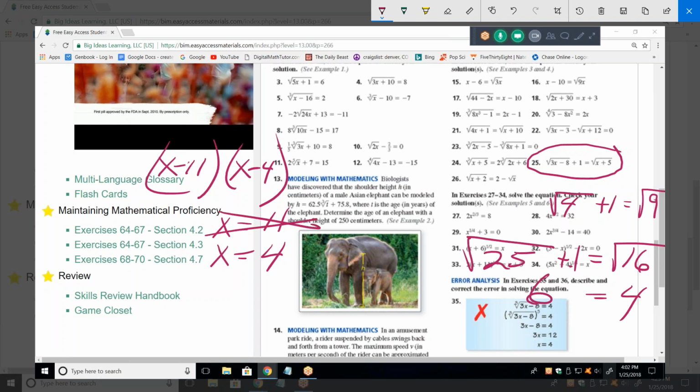And yet the fact that it didn't work was not obvious. It didn't work not because it produced a negative argument. It didn't work just because it didn't work. 11 is not a solution to that problem, not unless I'm doing something seriously wrong. 33 minus 8 is 25. Square root of 25 is 5. 5 plus 1 is 6. 11 plus 5 is 16. Square root of 16 is 4. So the 11 doesn't work.